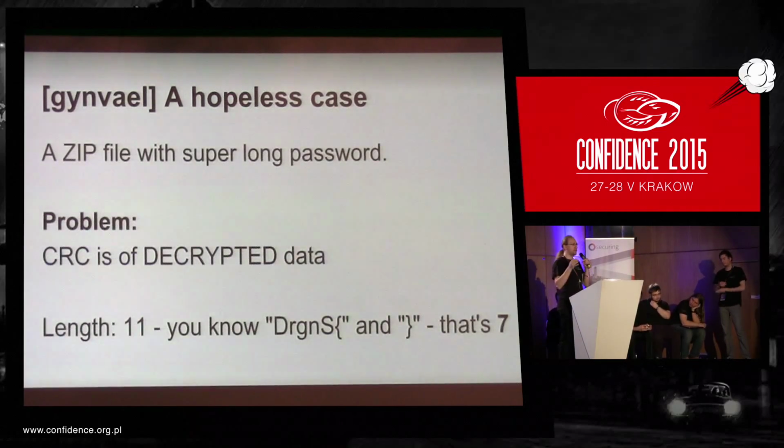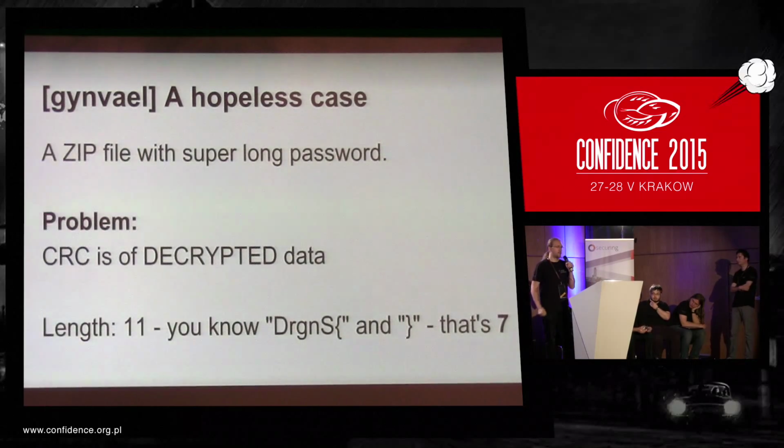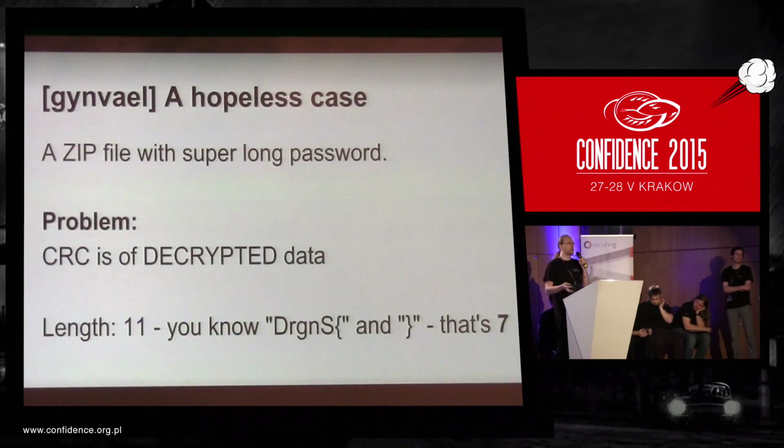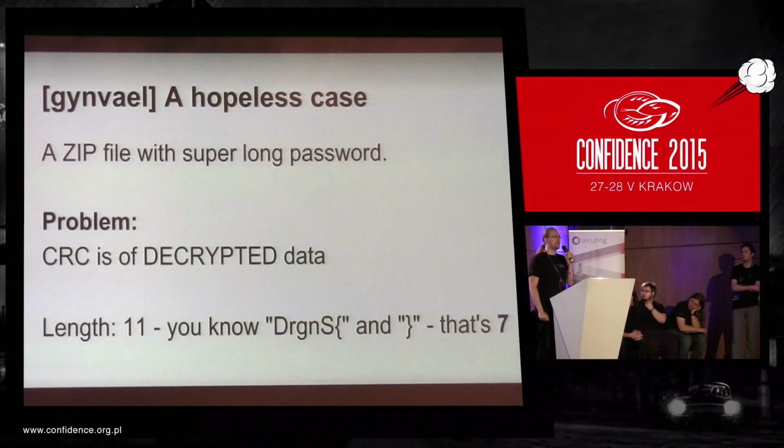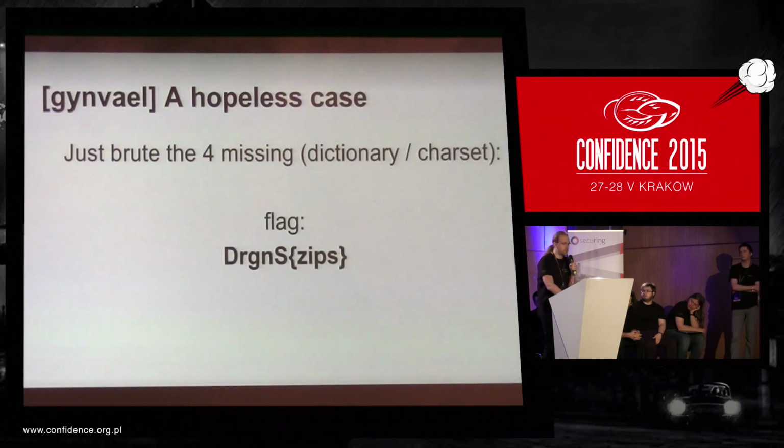You also knew that the beginning and end of the flag was dragons and the curly brackets. So that gives you 7 characters already, and you're only missing 4. Now, the CRC in the zip header is actually of the decrypted data, not of the encrypted data, which means that you have the CRC of the real flag. So you just have to brute force the additional 4 bytes, and the flag was dragons zips.